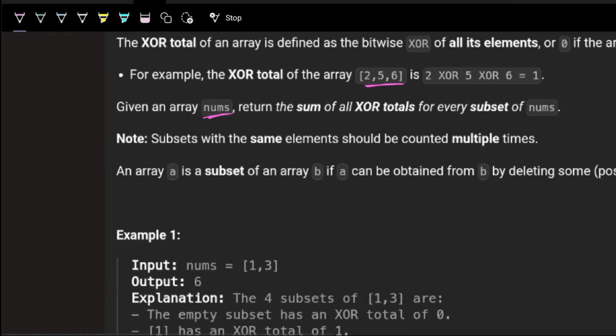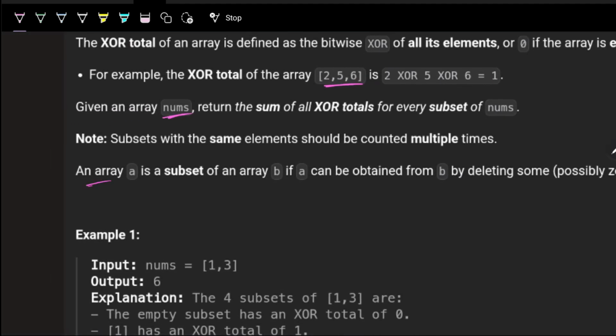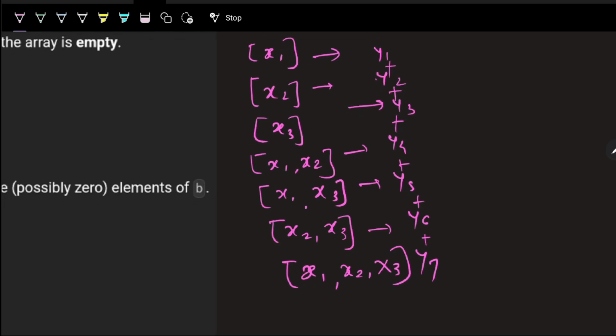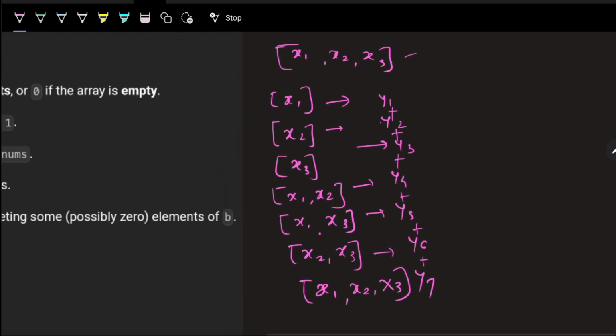So this is what they have given us, and this is the definition of subset. For example, given the array containing x1, x2, x3 as elements, what are the possible subsets? A subset can be empty or it can take any of the elements, but the order should be maintained. It means that in any subset x2 should come before x3 and x1 should come before x2. So this is what it means.